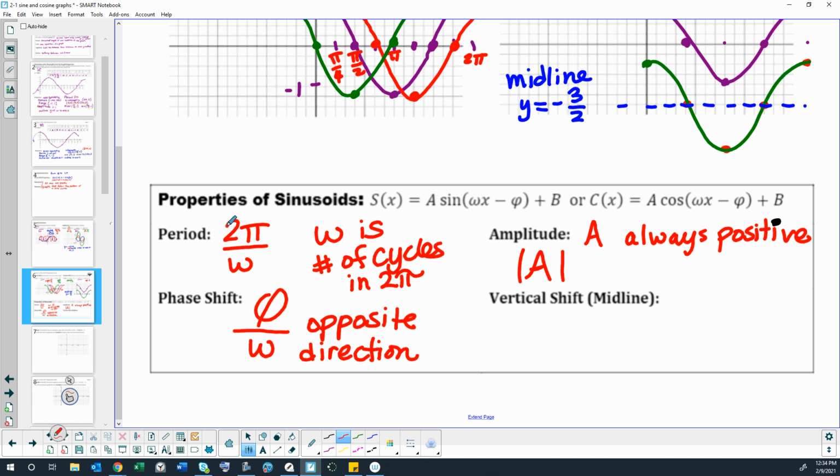Okay, vertical shift is the easy one. What's the vertical shift? B. So B goes up or down, right? And the midline would be y equals B. We just talked about that in our last example.